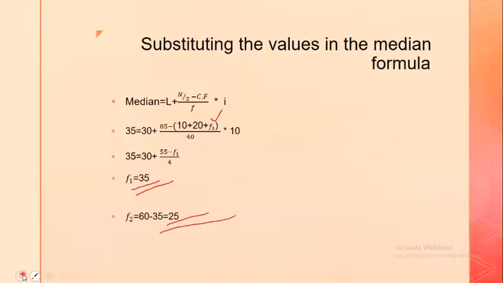So let's have a look. When I substitute it, I get something like this: 35 is equal to 30 plus (85 minus (10 plus 20 plus f1)) divided by 40 into 10. And from this equation I get my f1. Now you very much know that f1 plus f2 is what? 60. So from that equation it is very easy to find out f2. Now your f2 is 25. So you know your f1 and f2 right now, and those are your missing frequencies.